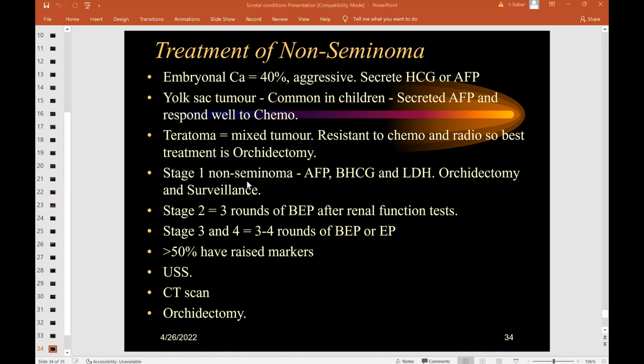For stage 1 non-seminomas, alpha-fetoprotein, beta-human chorionic gonadotropin, and lactic dehydrogenase markers, ultrasound scan, orchidectomy, and surveillance. Stage 2, 3 rounds of BEP after renal function tests. Stage 3 and 4, 3 to 4 rounds of BEP or EP.